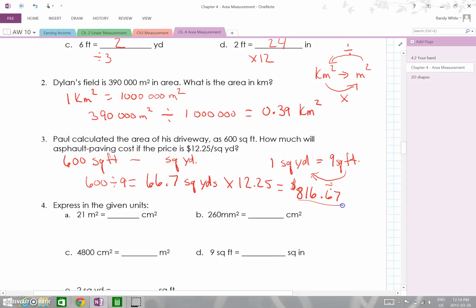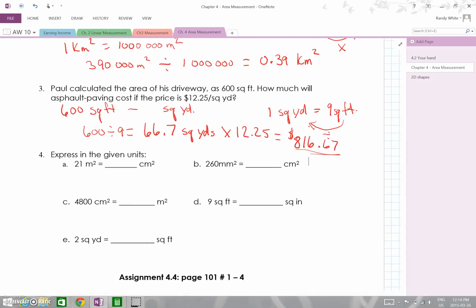Alright. So here's some more conversions here. So I'm going from meter squared to centimeter squared, so I'm going to look on that. So I'm going from left to right according to the table. So that means I'm just going to multiply. So I'm going to take that and multiply it by 10,000, which is going to be 2,100,000. Oops, one extra zero. 210,000 centimeters squared.